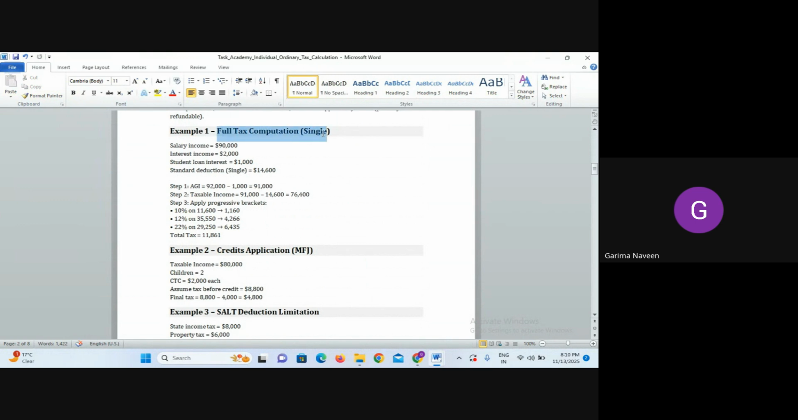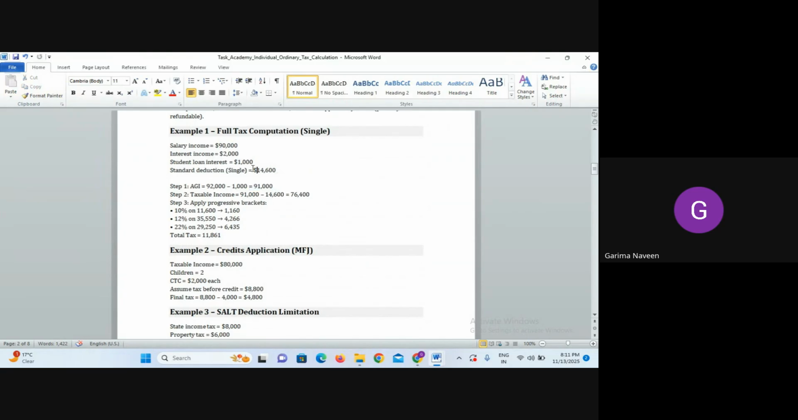So, full tax computation. It is an example of how the tax is actually calculated. First of all, you have your salary income of $90,000, then interest income of $2,000, student loan interest, and the standard deduction. So you have to calculate the tax. First of all, you will add these amounts of income. Okay, then you have student loan interest. For student loan interest, you can get a deduction up to $2,500. That means you can reduce this amount from your gross income.